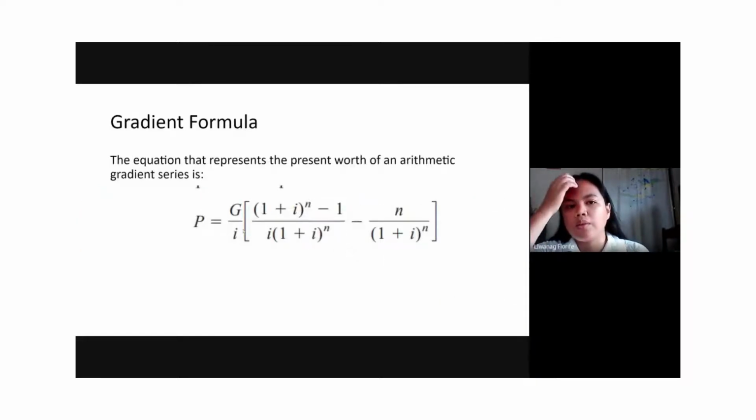The equation that represents the present worth of an arithmetic gradient is this formula. P is equal to G over I, quantity 1 plus I raised to n minus 1 over I quantity 1 plus I raised to n, minus n over 1 plus I raised to n. So this is the equation that represents the present worth of the arithmetic gradient.